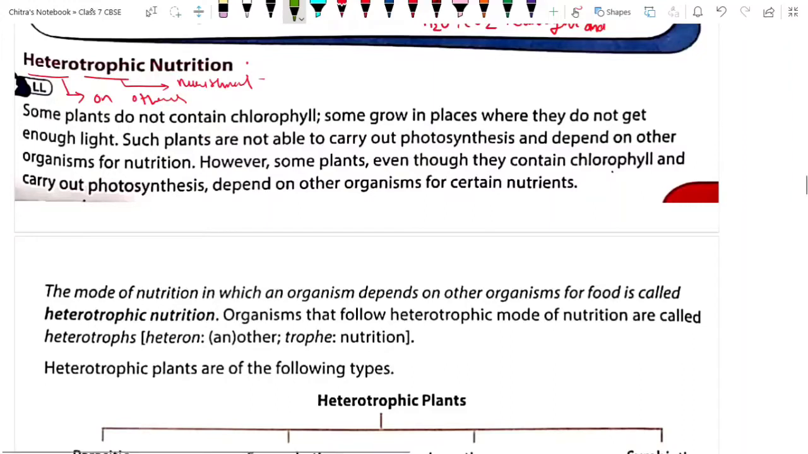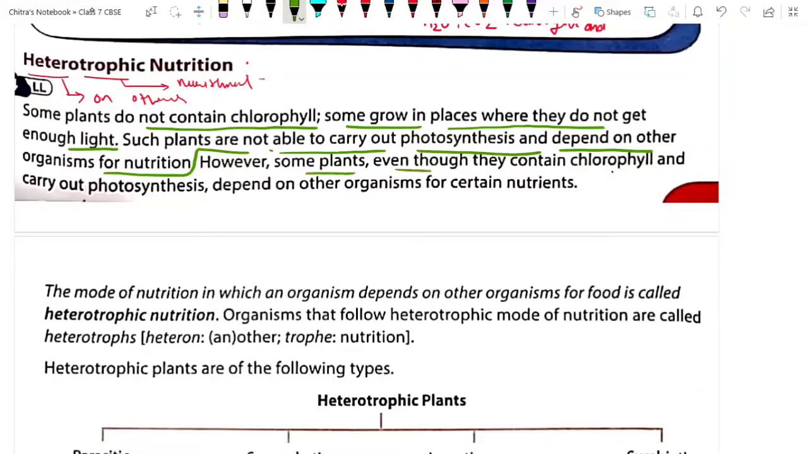Even in plants, we have heterotrophs. Some plants do not contain chlorophyll. Some grow in places where they do not get enough light for photosynthesis. Such plants are not able to carry out the photosynthesis reaction, and hence they depend on other plants or organisms for their nutrition or food. Such nutrition is called heterotrophic nutrition.